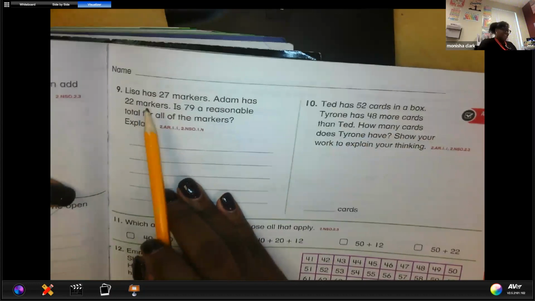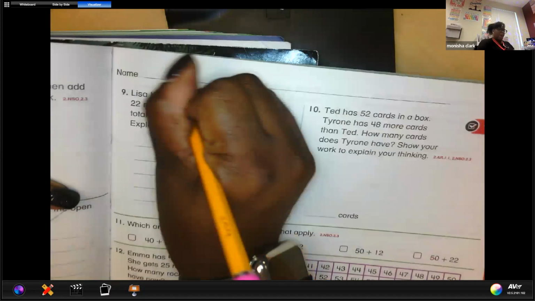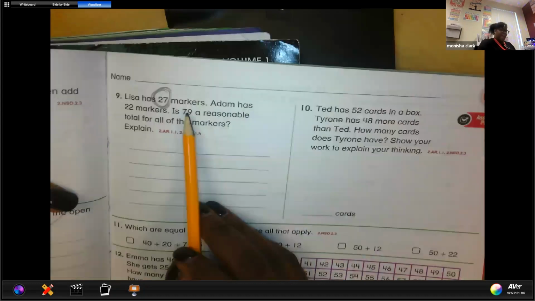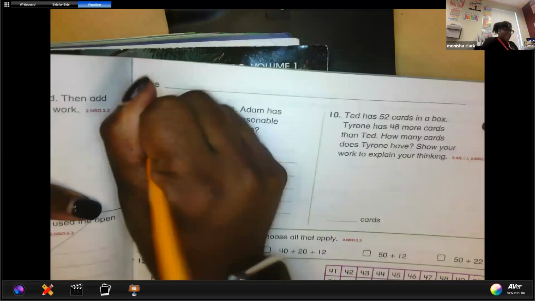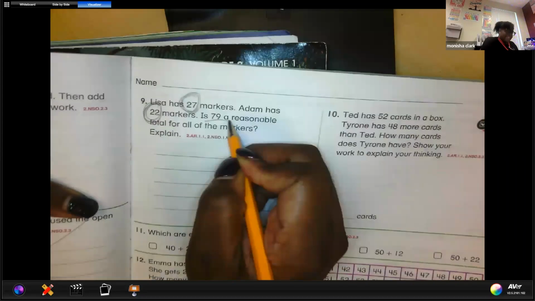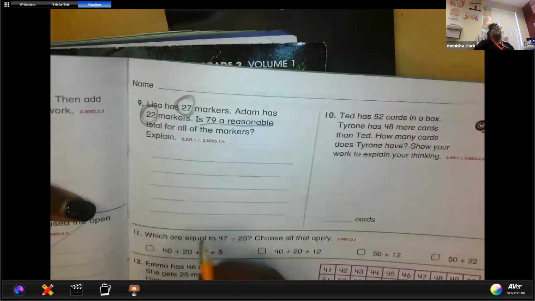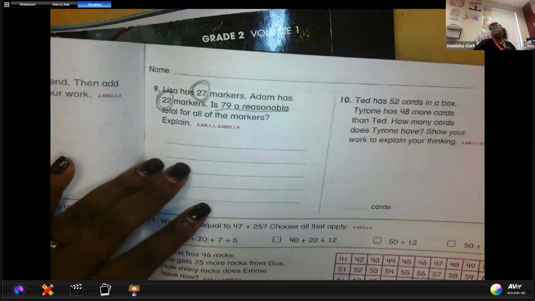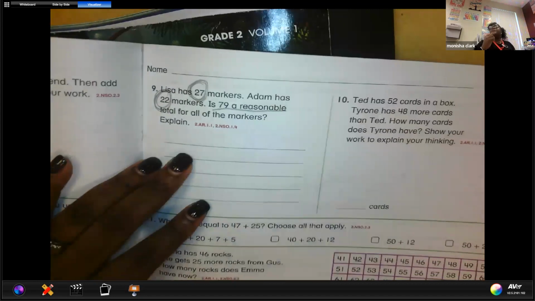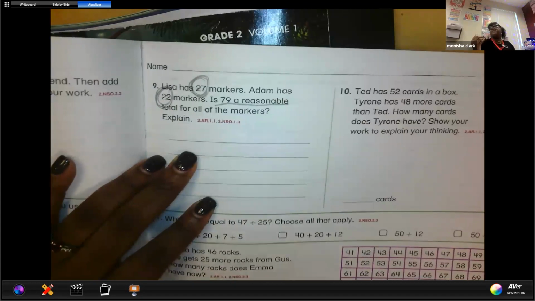Okay. Lisa has 27 markers. Adam has 22 markers. Is 79 a reasonable total for the markers? So we're just going to show if it's reasonable. We are not going to explain. So when we're trying to figure out if something is reasonable, we round the two add-ins and add them together.